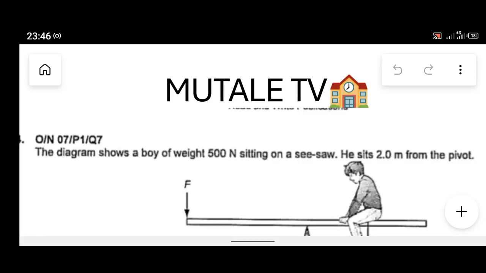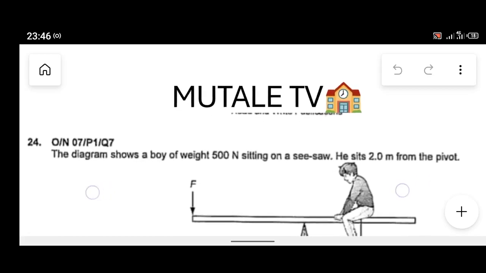TV, and in today's video we're going to look at a question on the turning effect, or in other words, moments. Okay, without any further ado, let's look at a question which involves a turning effect. The topic, turning effect. This question came in the November-October exams 2007, paper 1, question 7, physics, Cambridge O-level. So without any further ado, let's read the question.